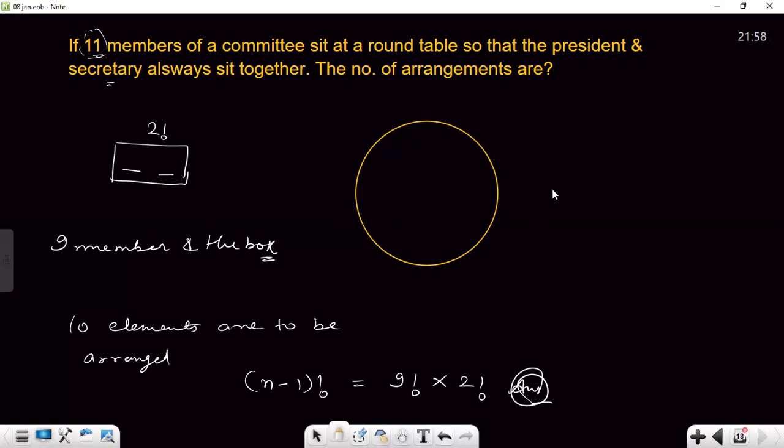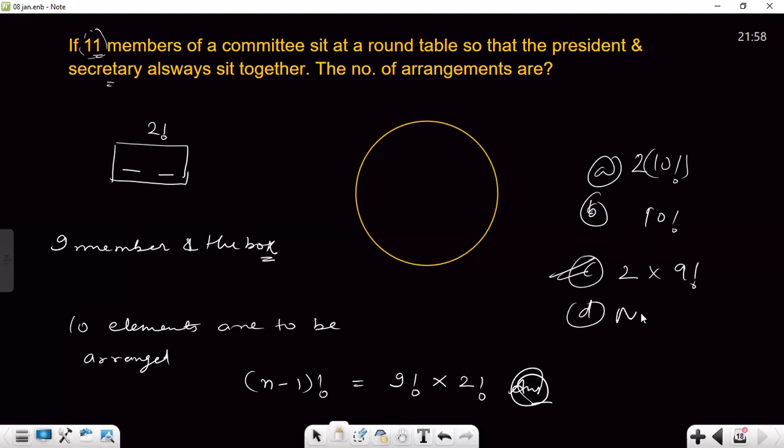And this is the answer. The options will have option A is 2 into 10 factorial. Option B is 10 factorial. Option C is 2 into 9 factorial, which is our correct answer. Option D is none of the above. Clear? Yes, sir. Yes.